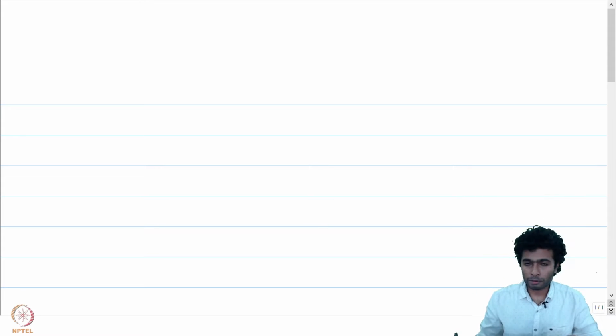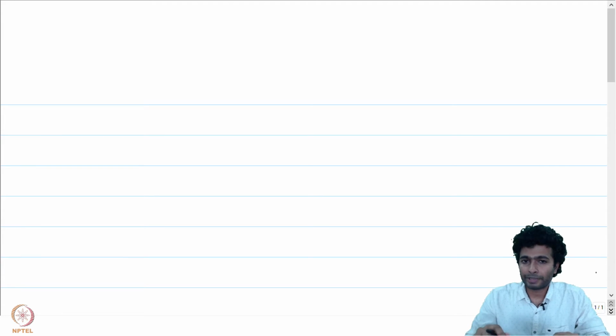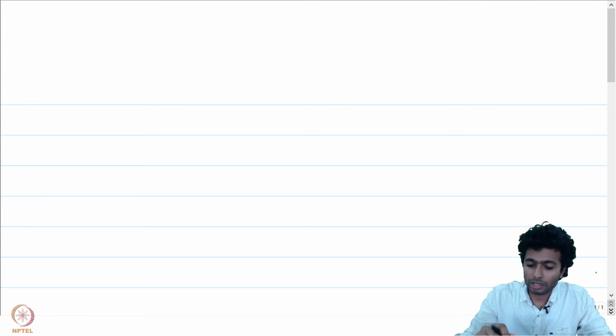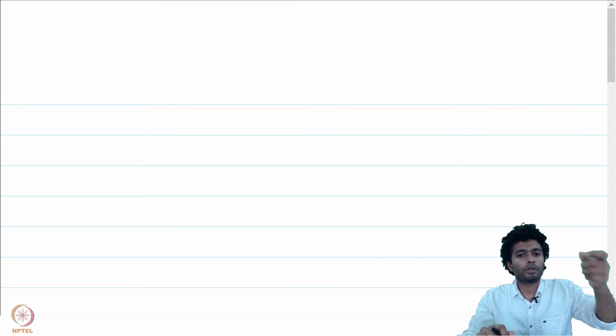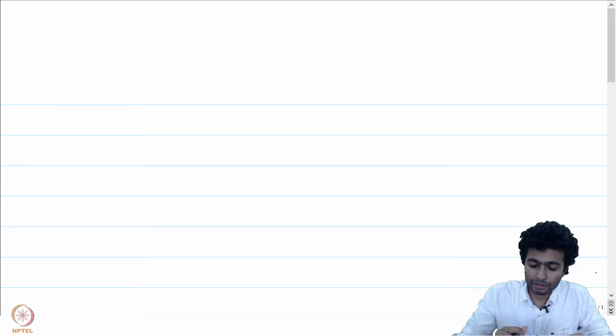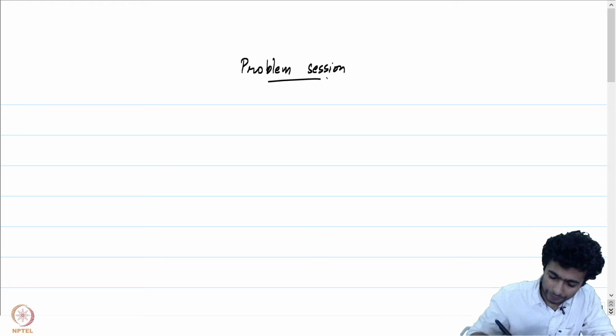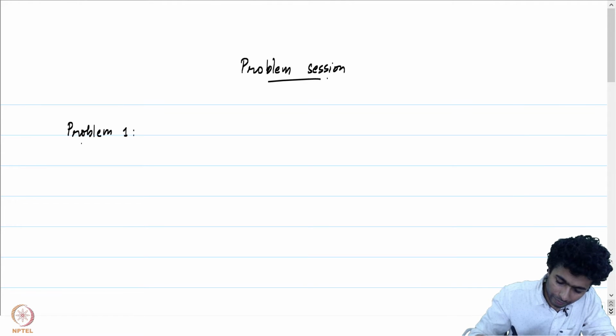Let's now solve a few problems. The first problem is to show that in the punctured complex plane C minus 0, if you consider any closed curve, it can be homotoped to a closed curve whose image is contained in the unit circle. Let me write that down. Problem 1 is the following.